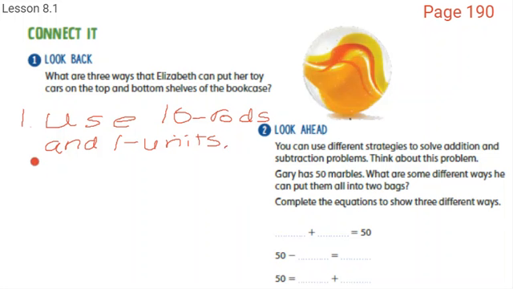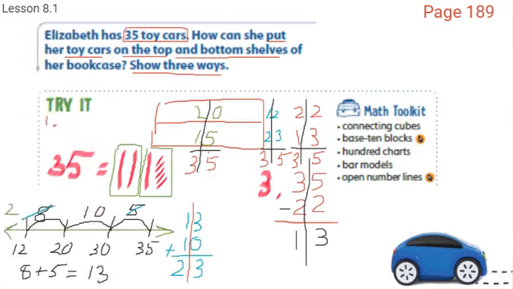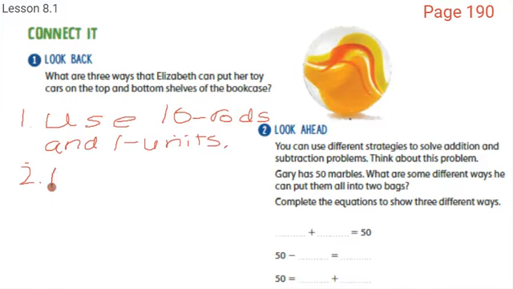Number 2. What did we do? Let's take a look back. Oh, I used a number line. I used an open number line.